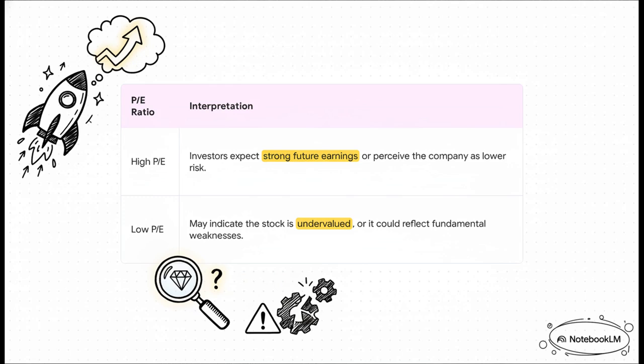Well, it's not that simple. A high PE usually means investors are really excited. They're expecting huge growth and they're willing to pay a premium for it. On the other hand, a low PE could be a sign of an undervalued gem. Or, and here's the catch, it could be a warning that there are some problems hiding under the hood.